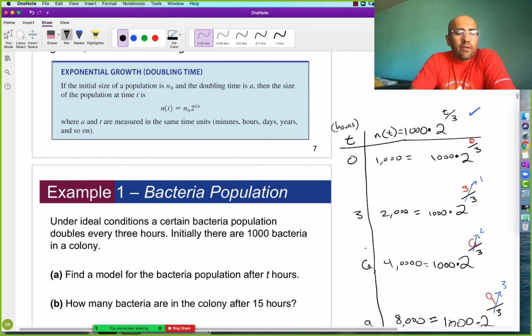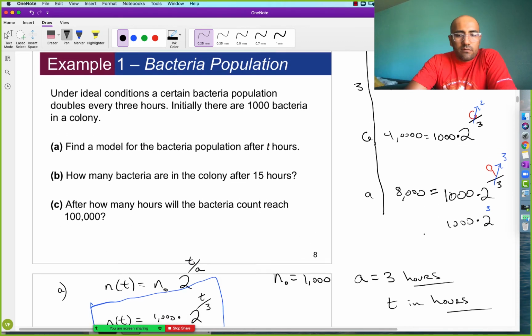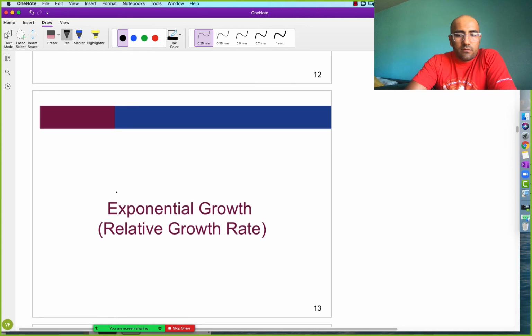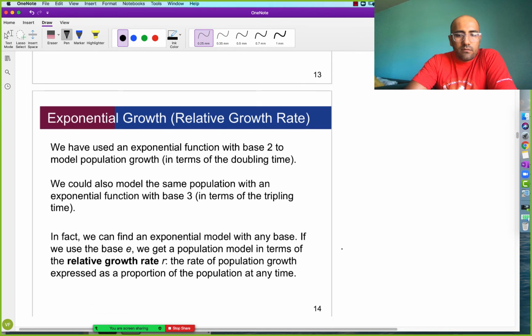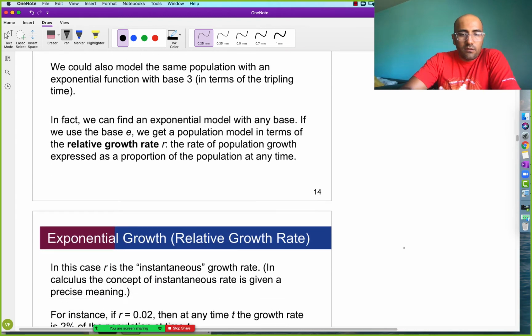So we described how this population is growing by describing how long it takes for it to double, right? We have used exponential functions with base 2 to model exponential growth. There's nothing special about base 2. We could also use base 3, for example, how long it takes for something to triple. We can express everything that way. Or we can express it in terms of a relative growth rate, where r is the rate at which it grows, sort of as a percentage rate.